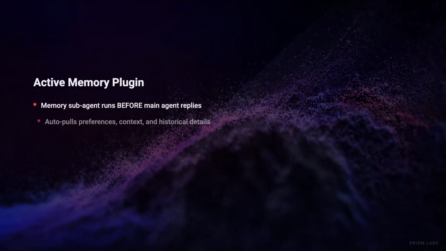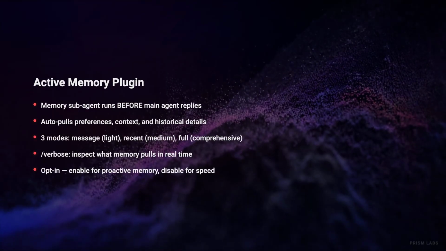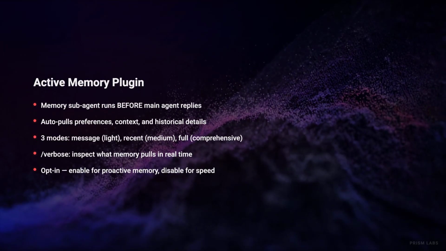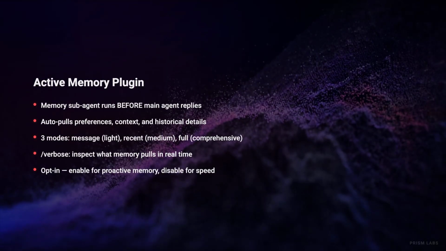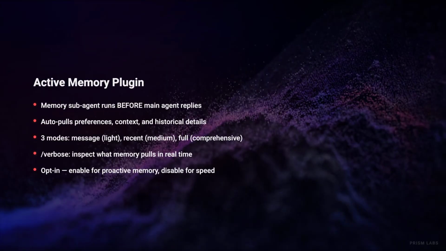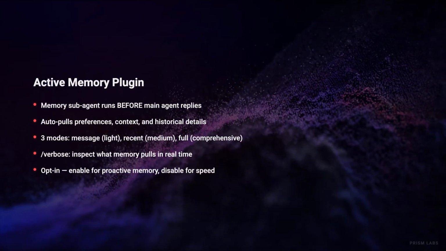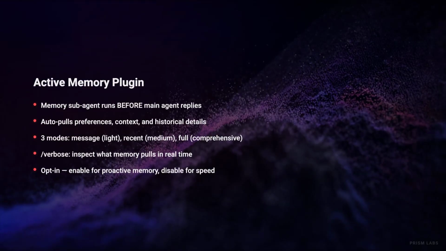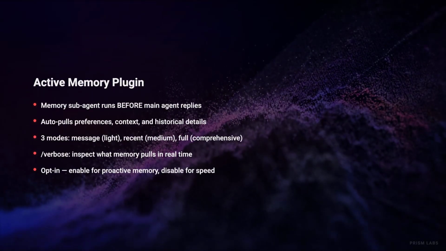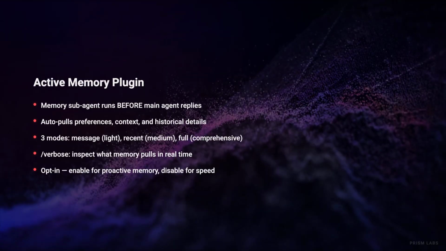Active Memory is an optional plugin that adds a dedicated memory sub-agent that runs before the main agent even begins formulating its reply to every message you send. This sub-agent automatically pulls in relevant preferences you've expressed in past conversations, contextual details from recent interactions, and historical information that might be relevant to the current question or task. Instead of the agent having to explicitly search memory databases, or you having to remind it of your preferences and past decisions every session, Active Memory proactively loads the right context before the agent even starts thinking about its response. It's the difference between an agent that starts fresh every time and one that walks into the conversation already briefed on who you are and what you've been working on.